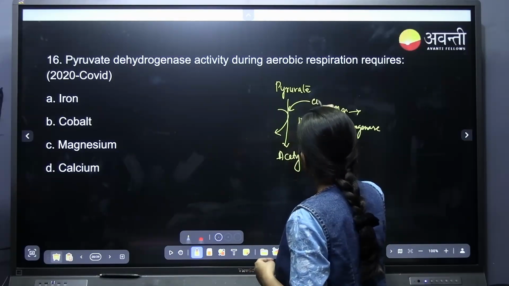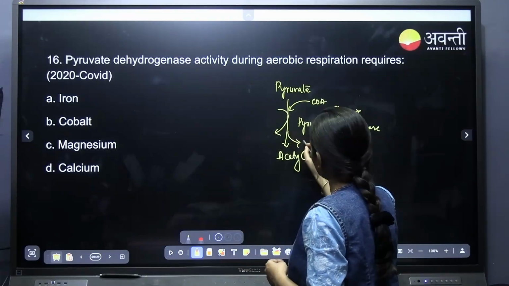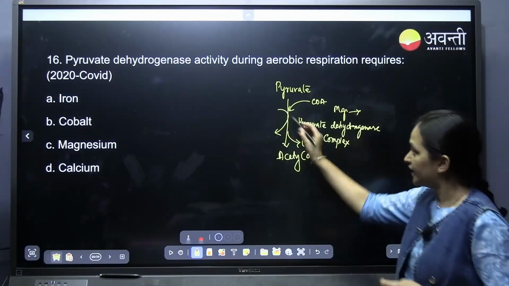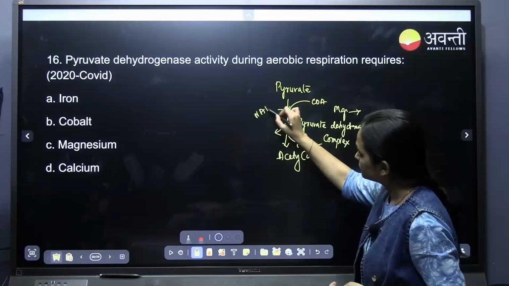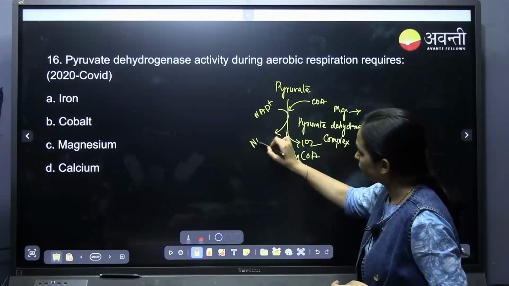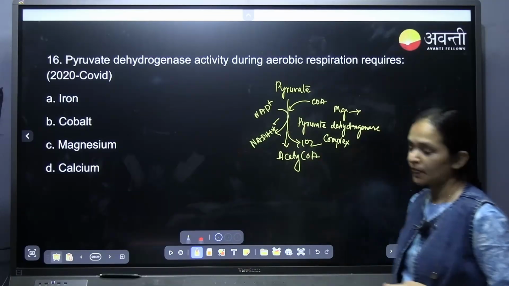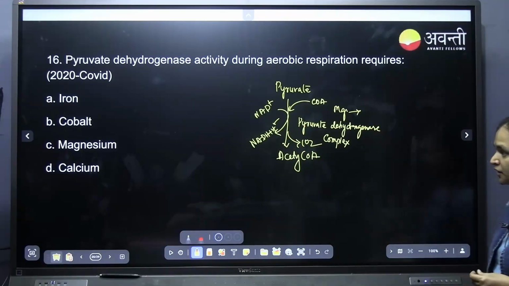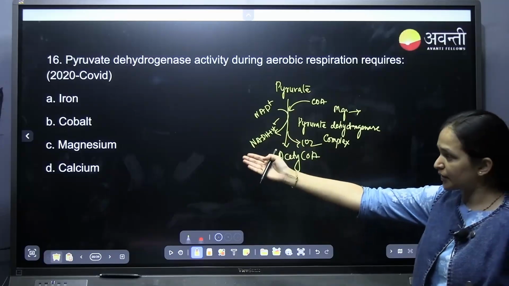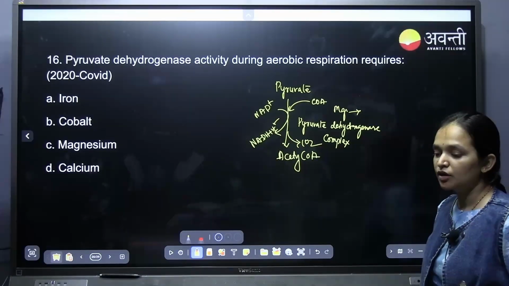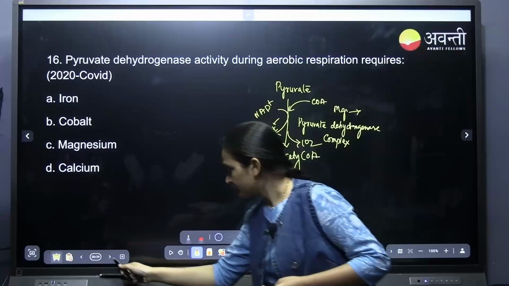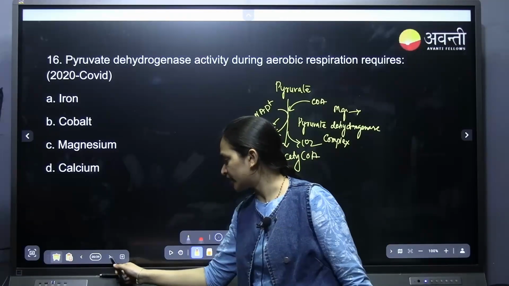Again, entry of acetyl CoA, removal of carbon dioxide, everything takes place. NAD plus will be converted to NADH plus H plus. So this is the thing. What do we require? We require magnesium as a cofactor. Pyruvate dehydrogenase requires magnesium as a cofactor.